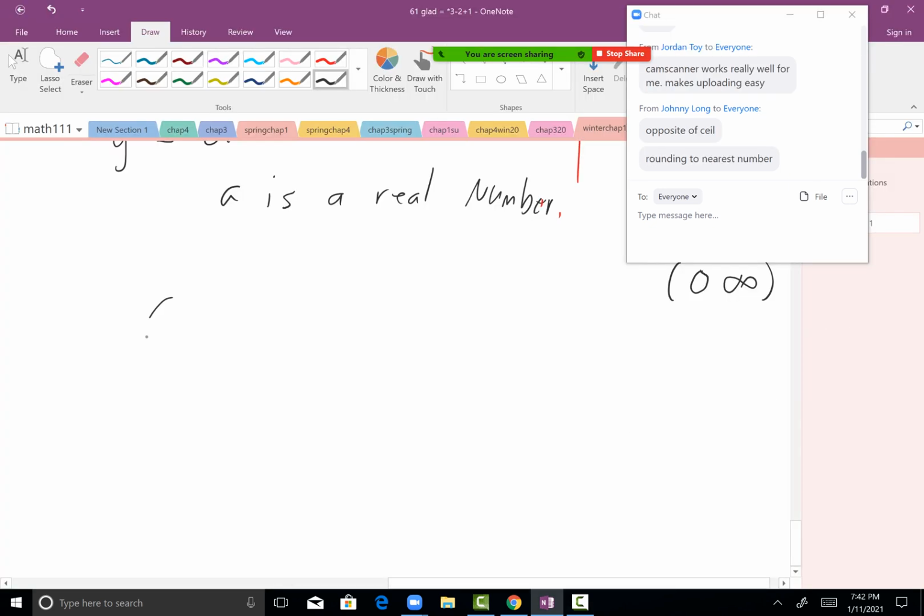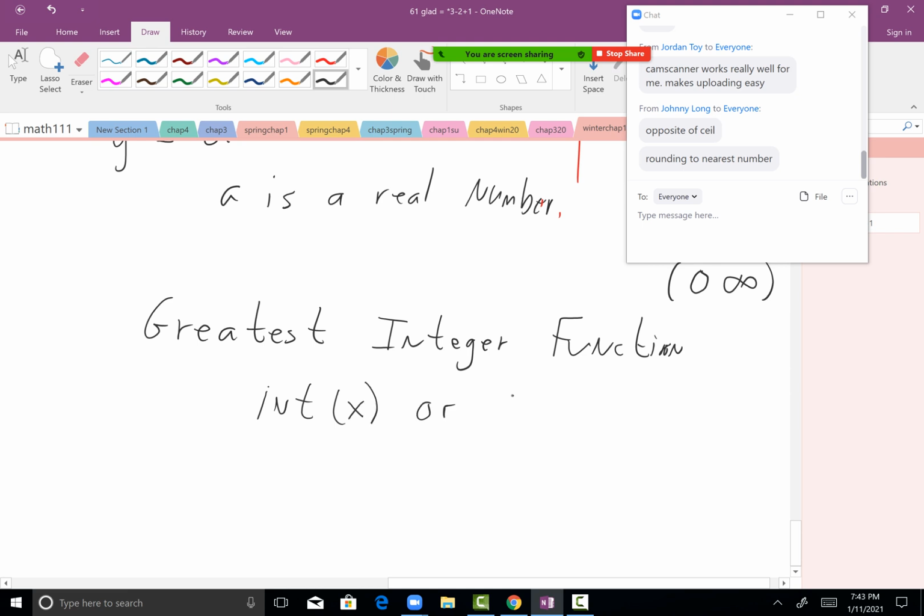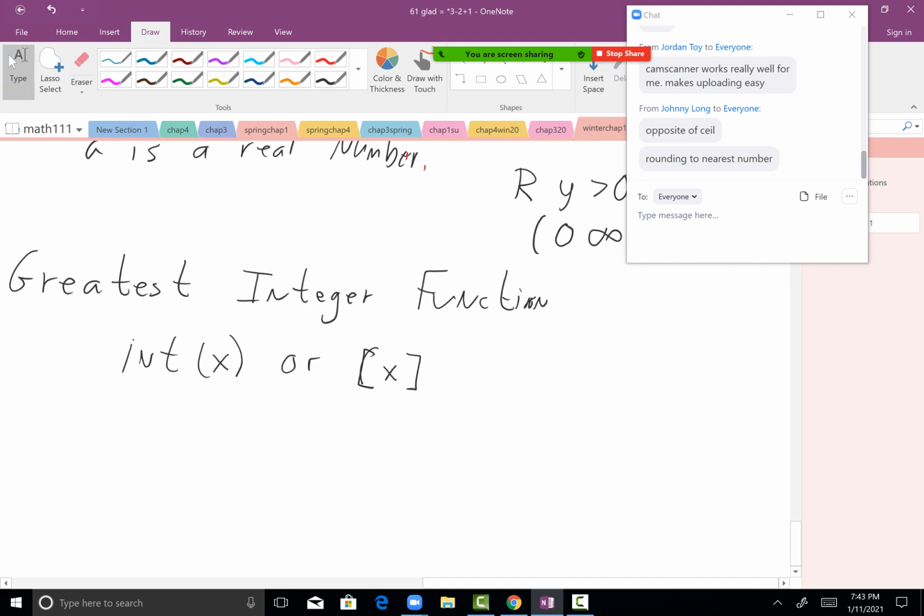Is called the greatest integer function. And the greatest integer function is just like floor, and it's going to round down. They symbolize it as INT X. I've also seen it like this before, where it's a bracket, a bracket, and an X. But it's just like floor. It's going to round down.